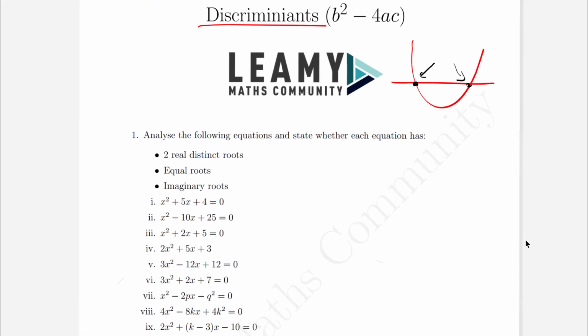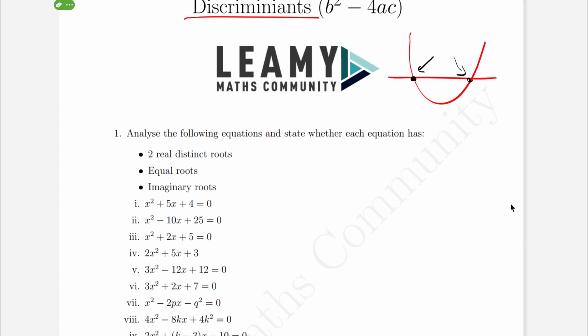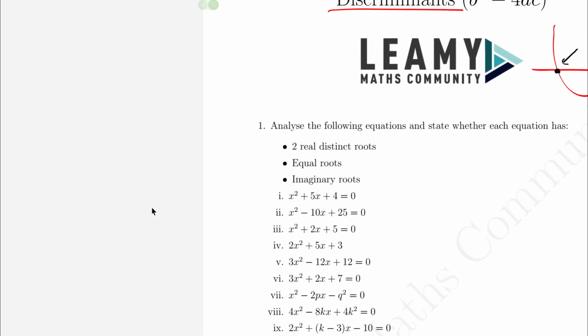So let's have a look at an example of questions then. So first question, analyze the following equation and state whether each equation has 2 real roots, equal roots, or imaginary roots. So the first equation there, x squared plus 5x plus 4. Now we've already seen these equations, but let's have a look at them just in terms of the discriminant. So x squared plus 5x plus 4 equals 0. Now I'm not asked to find the roots, I'm asked just are there 2 roots? Have we got equal roots? Is there imaginary roots? So to figure out that, we just need the discriminant.